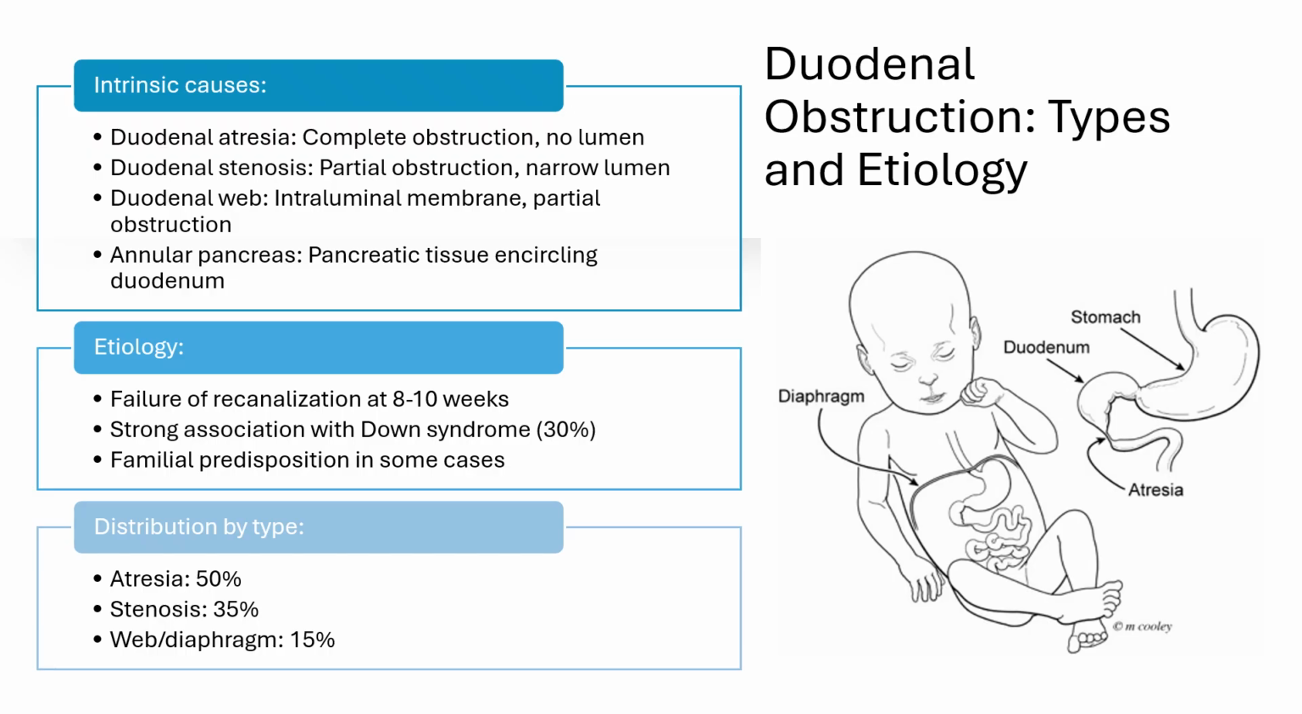Some cases show familial clustering, suggesting genetic factors beyond chromosomal abnormalities influence duodenal development. Understanding these patterns helps you recognize when genetic counseling becomes important for families. The key insight is that duodenal obstruction represents a spectrum of developmental failures during a specific embryologic window, with predictable associations that guide your diagnostic approach.